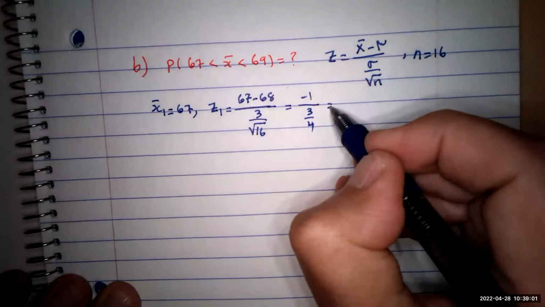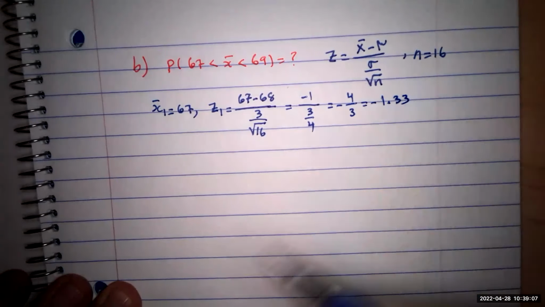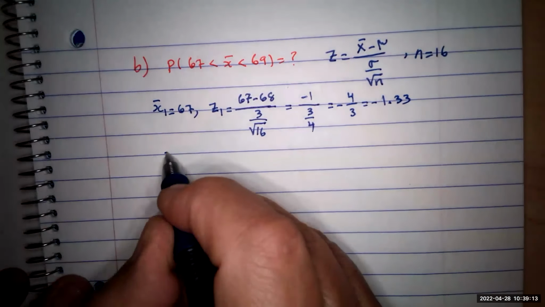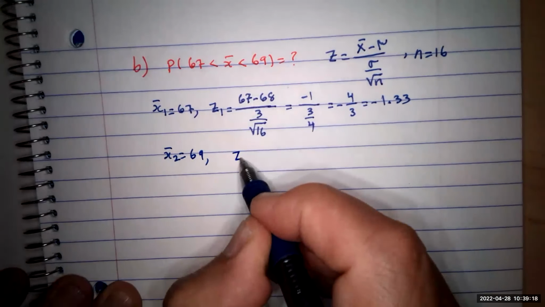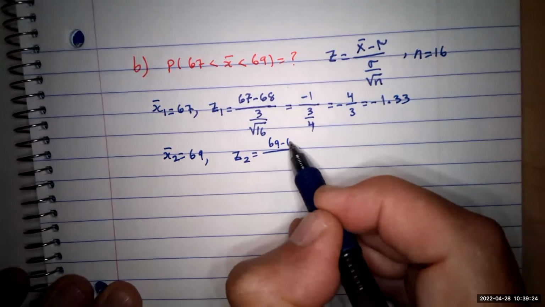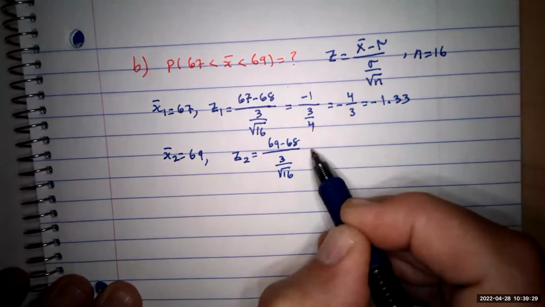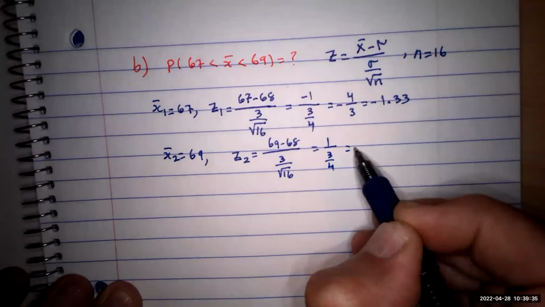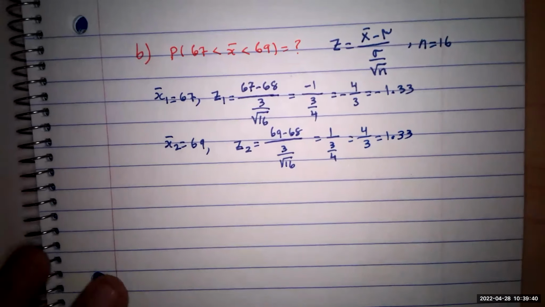You flip it, it's going to be -4/3, and the -4/3 would be -1.33. Okay, it's going to be the 1. So x2 bar is 69. So we go with the z2. Again, the top would be x bar, which is 69 minus 68. And the bottom one is going to be 3 over radical 16. So this time you're going to have 1 over 3/4. You flip it into the 4/3, and you get a positive number, 1.33. Any question?